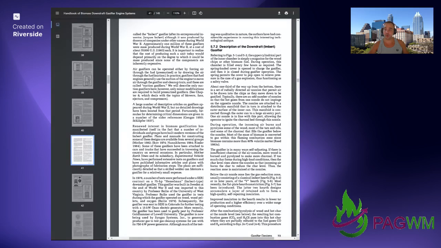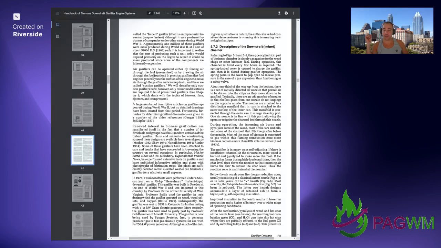So, description of the downdraft Imbert gasifier. Referring to those previous figures, the upper cylindrical part of the inner chamber is simply a magazine for the wood chips or other biomass fuel. During operation, this chamber is filled every few hours as required. The spring-loaded cover is opened to charge the gasifier, and then it is closed during gasifier operation. The spring permits the cover to pop open to relieve pressure in case of gas explosion, thus functioning as a safety valve.